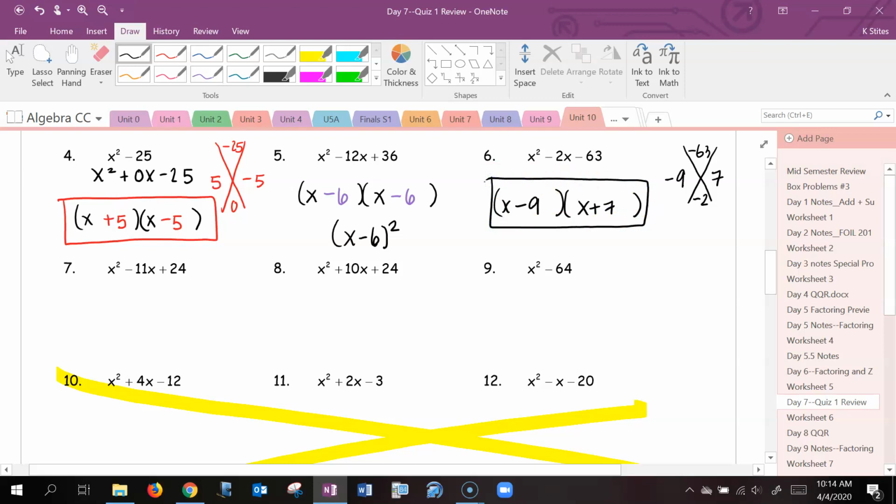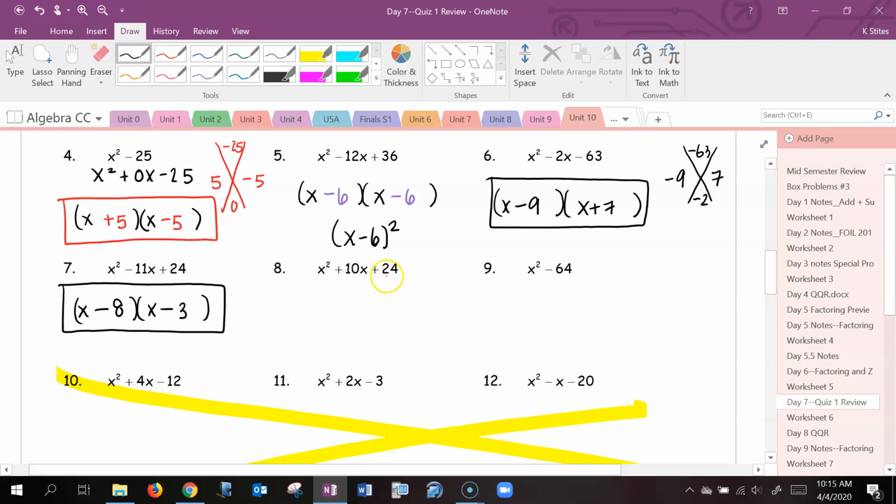All right, let's run through these last three before we move on to solving again. Multiplies to 24, adds to negative 11. Again, I'm multiplying to a positive. That tells me my signs are the same. I'm adding to a negative, so they both have to be negatives. And this should be not 6 and 4, because 6 plus 4 is 10, but 8 and 3. 8 plus 3 is 11.